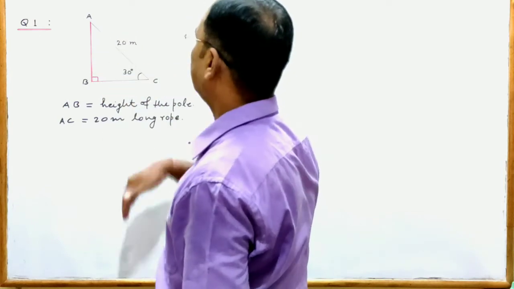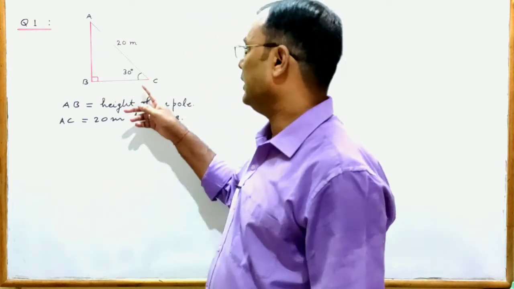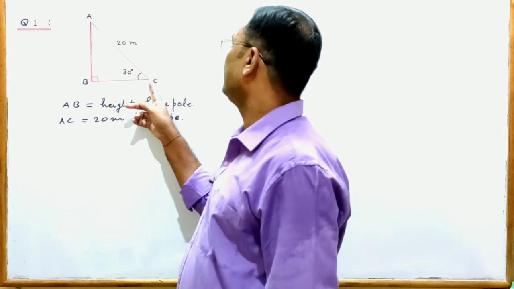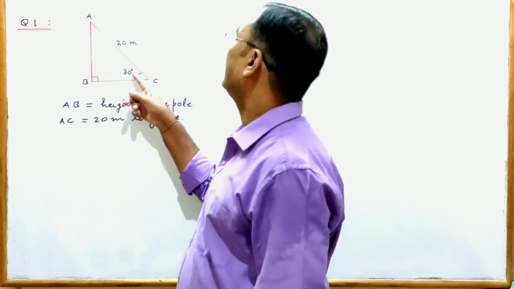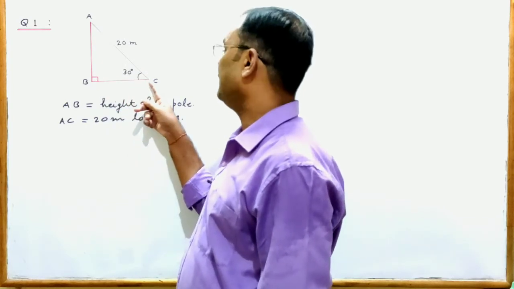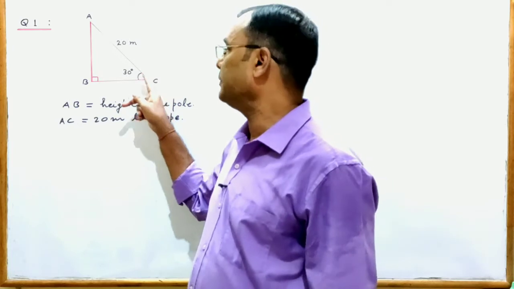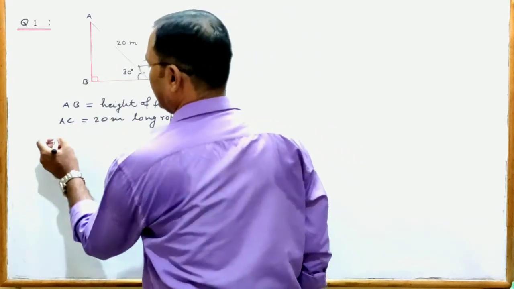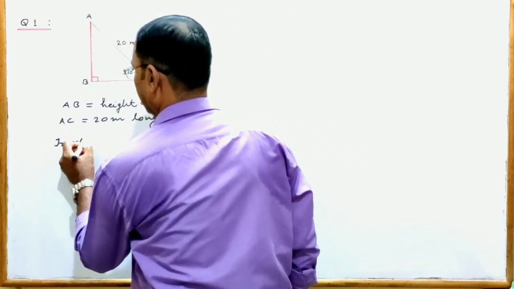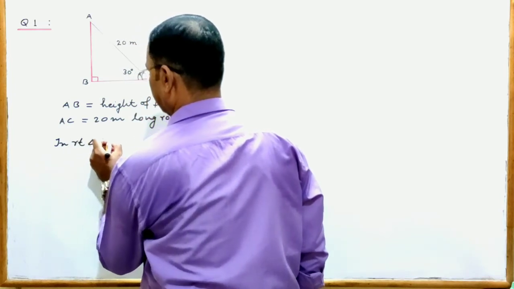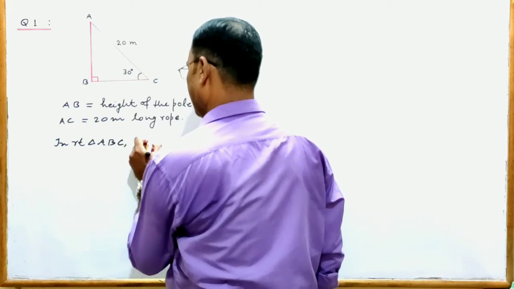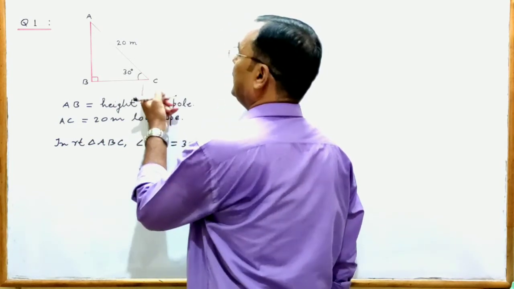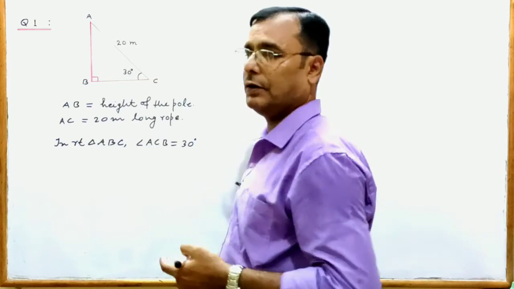makes an angle of 30 degrees with the ground level, and this rope is tied with the top of this vertical pole A to the ground at point C. So this angle ACB is the angle of elevation of the top of this vertical pole AB at point C. So in right triangle ABC, angle ACB is 30 degrees, which is the angle of elevation of the top of the pole from point C.